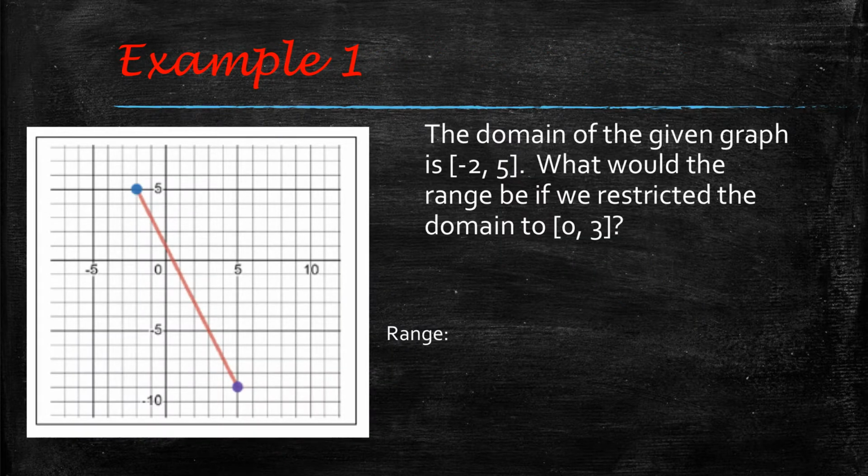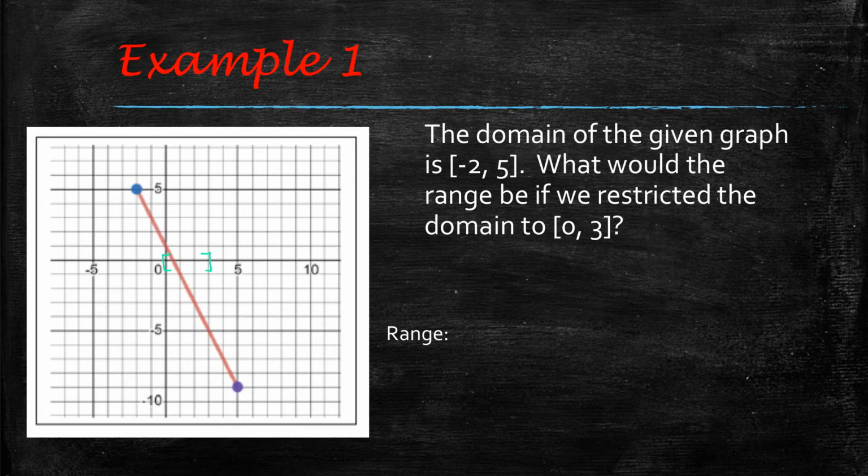All right, so let's look at example 1. It says the domain of the given graph is -2 to 5. What would the range be if we restricted the domain to just 0 to 3? Okay, so let's go ahead and highlight that section. 0 to 3 would be from here all the way over to 3. So now let's again highlight that section.